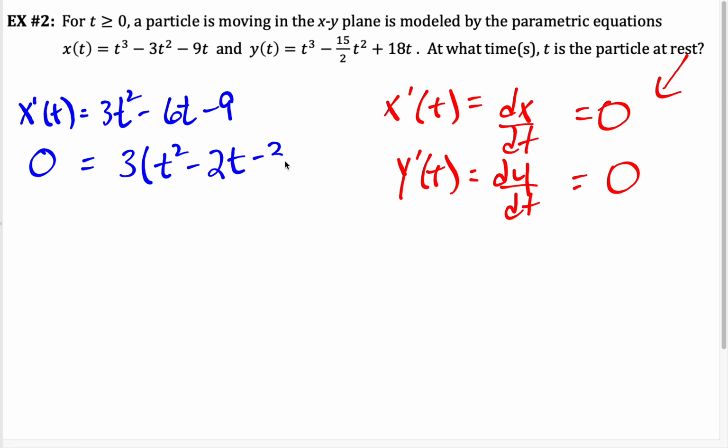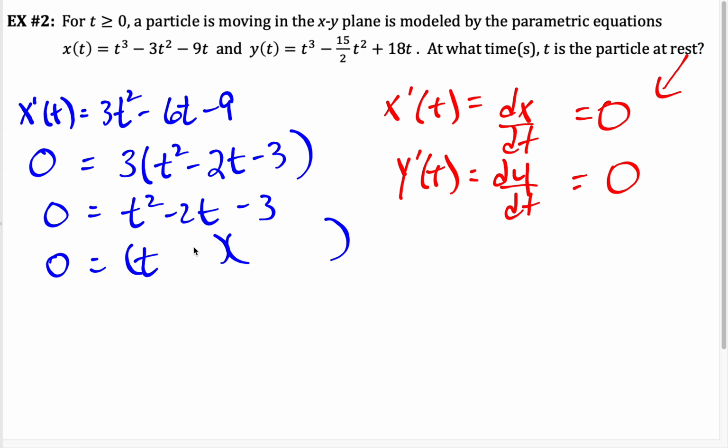Factoring out a 3, okay, pay attention to what I'm doing. Divide both sides by 3, and now I'm going to factor this. So we have t, 3, 1, the negative goes there. So we're going to get t equals 3 and negative 1. Well, that can't be the case. I'm not going to have a negative time because it says t is greater than or equal to 0.